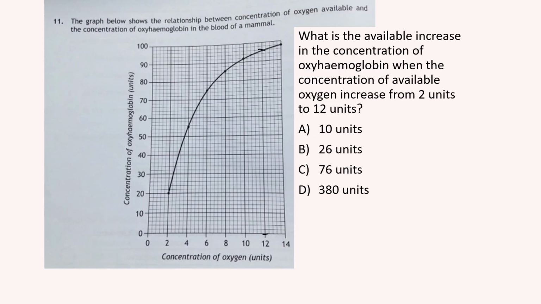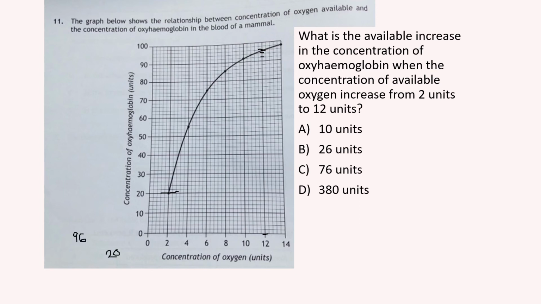The next question is, the graph below shows the relationship between concentration of oxygen available and the concentration of oxyhemoglobin in the blood of a mammal. What is the increase in the concentration of oxyhemoglobin when the concentration of available oxygen increases from 2 units to 12 units? So first of all, we need to work out what the concentration of oxyhemoglobin is when the concentration of oxygen is 2, which would be 20. And then we need to work it out when it's at 12, which would be 96.